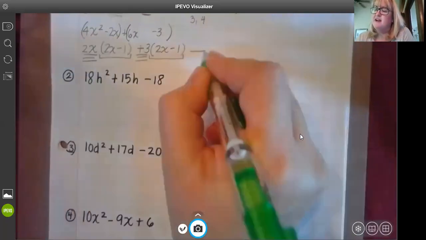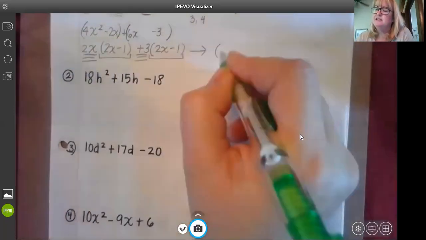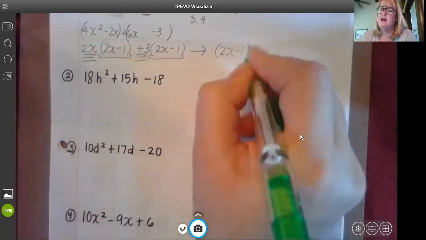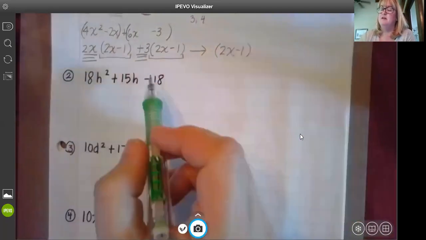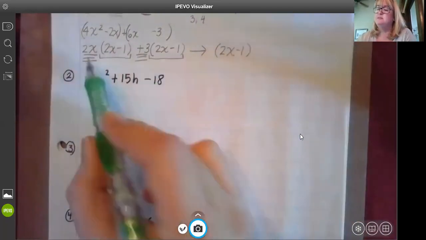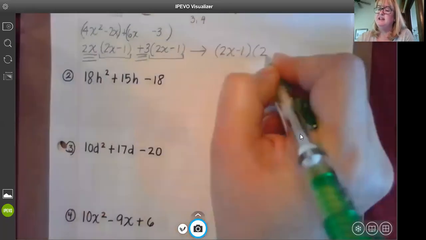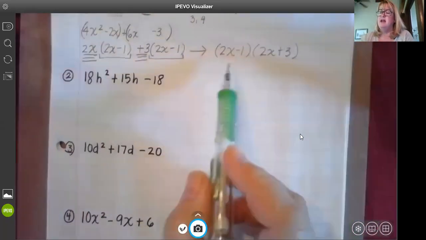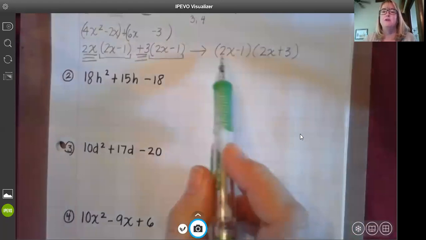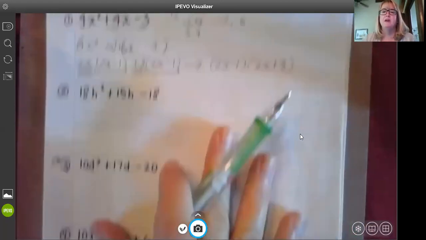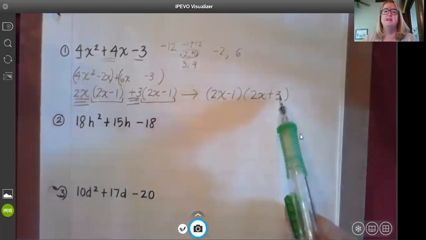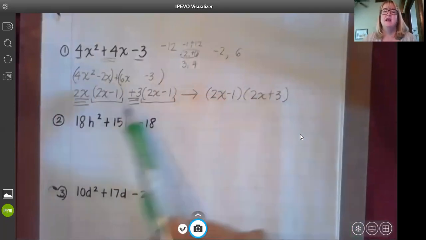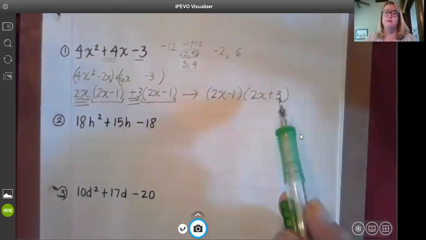So I can factor out this common factor, and that leaves 2x plus 3. So this, I'm going to factor again. I'm going to factor out 2x minus 1 because they both have that. And when I divide both of these by 2x minus 1, you end up with 2x plus 3. So that is our second binomial. And so there you have it. And if you were to multiply it out, you would have 4x squared. Outer would be the 6x. Inner would be the negative 2x. And then the last would be negative 3.